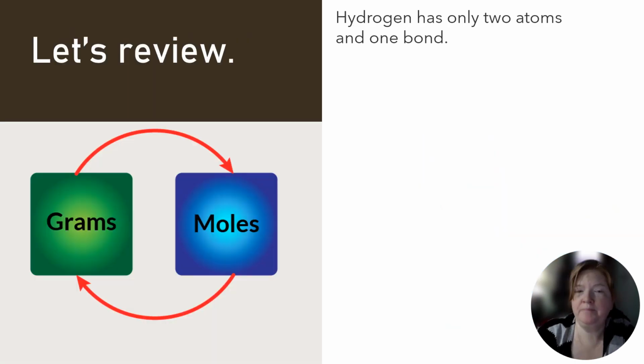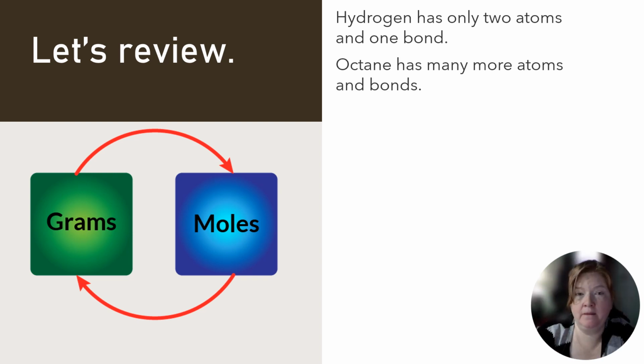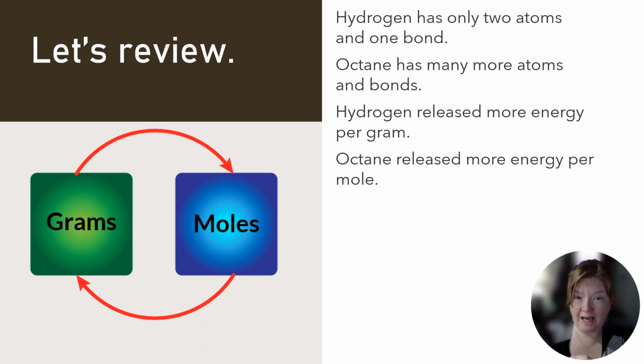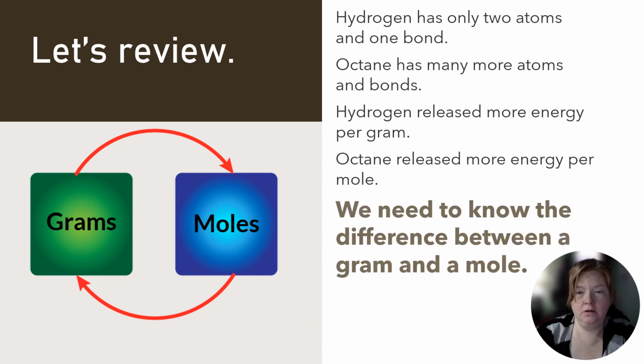So let's review. Hydrogen only has 2 atoms and 1 bond. H, H, bam. Octane has a whole lot more atoms and a whole lot more bonds. Hydrogen released more energy per gram. Octane released more energy per mole. So we need to know the difference between a gram and a mole.